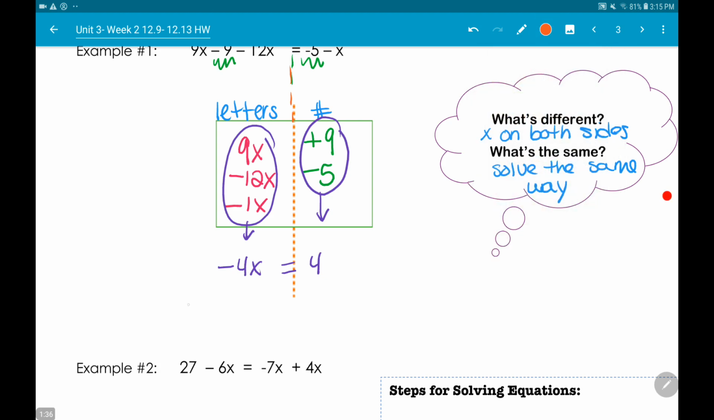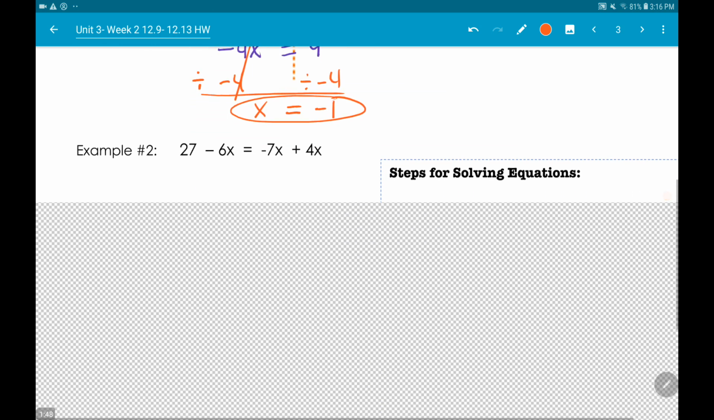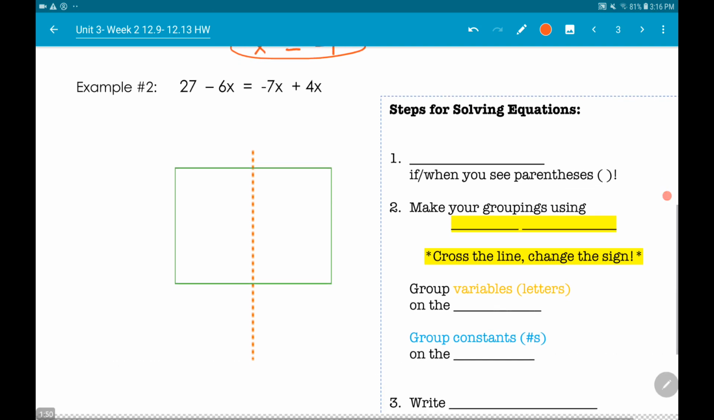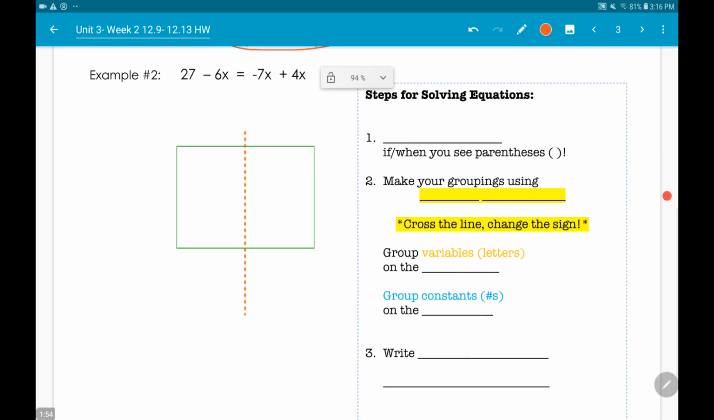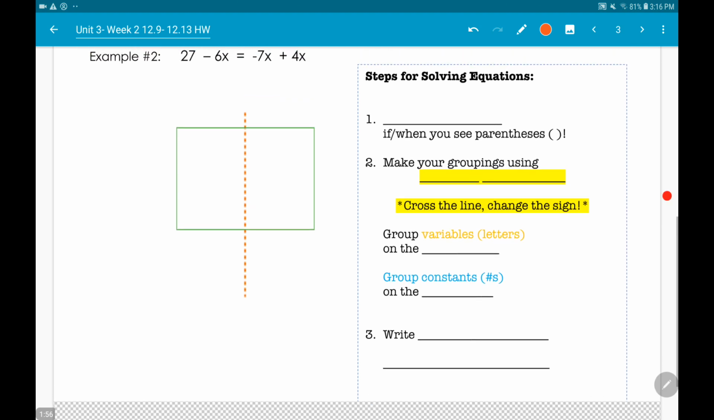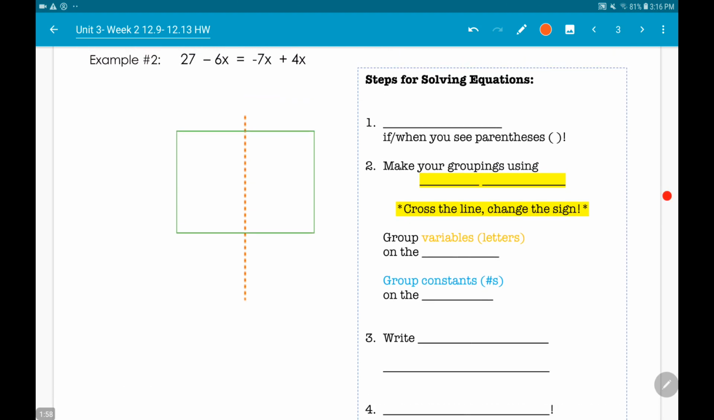And our last step is to divide. So I get x equals negative 1. All right, let's try that again, and then we'll quickly recap our solving steps. Maybe we should do that simultaneously.